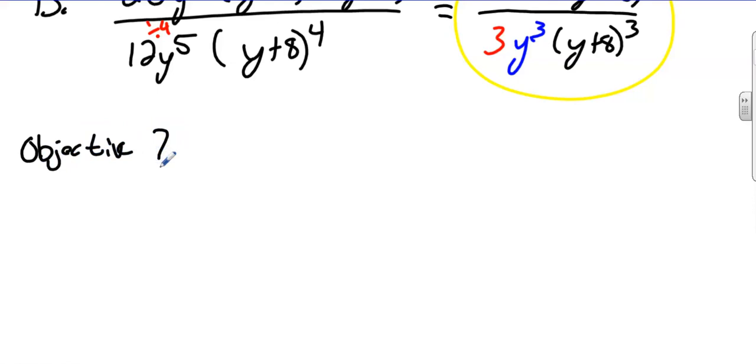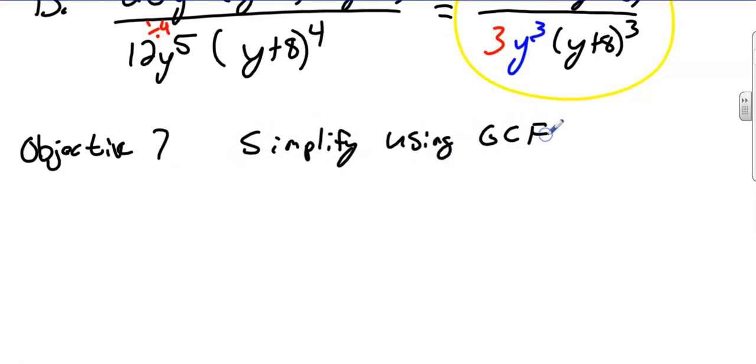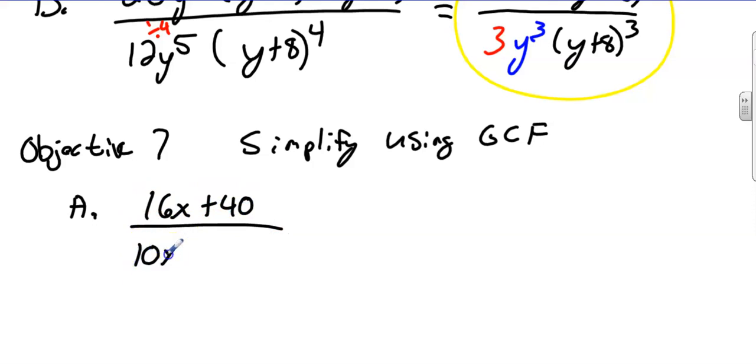All right, and objective 7, back to factoring again. So they kind of keep bouncing back and forth on all the factoring we're doing here. This one, it is going to tell you that when we're factoring on this one, that you're going to simplify using the GCF. So it is factoring, but all we're going to do is just take out the greatest common factor for this. So 16x plus 40 for the numerator, and then 10x plus 25 for the denominator.